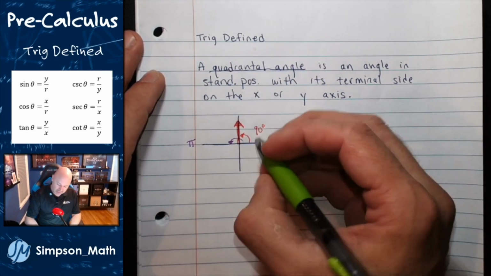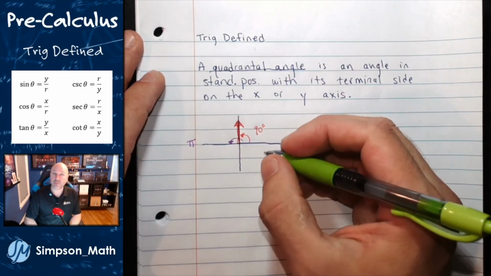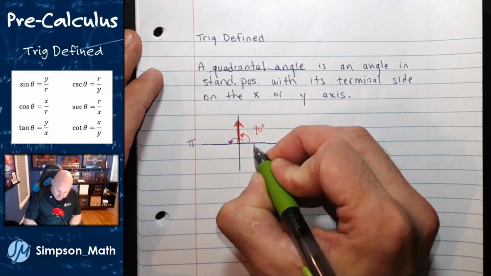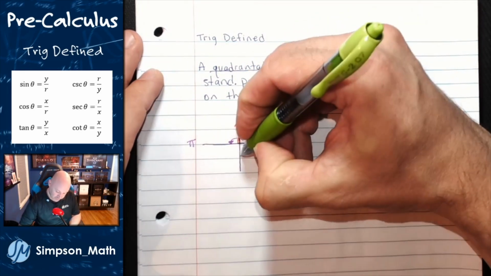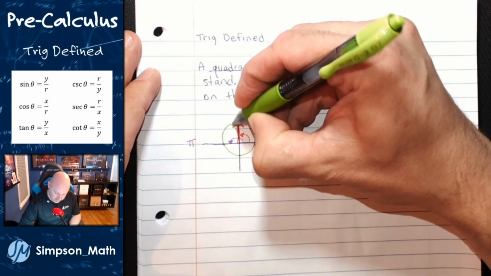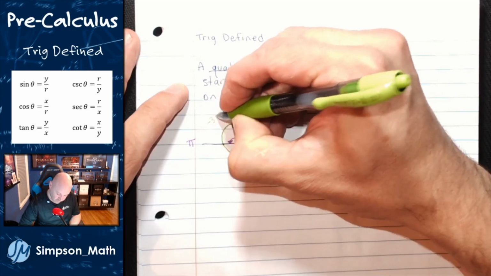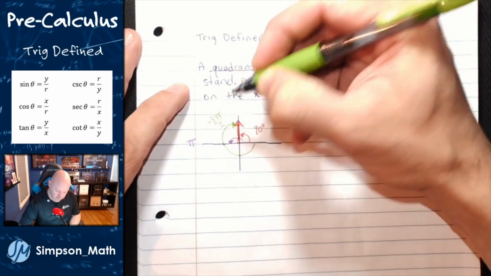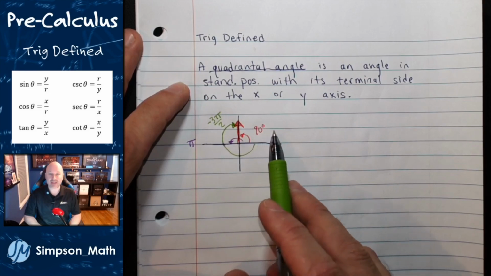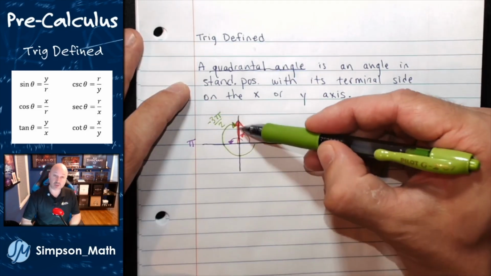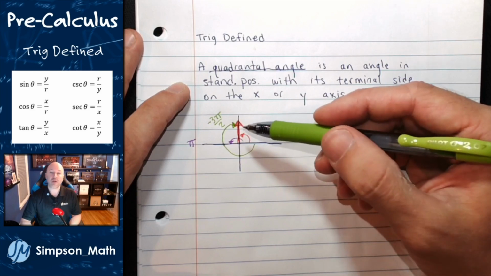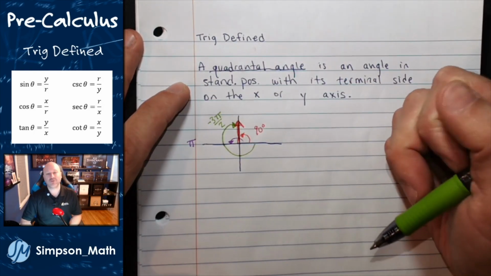Another example, how about negative 3 pi halves? So I'm going to count this out. Negative 1 pi halves, negative 2 pi halves, negative 3 pi halves. Negative 3 pi halves is coterminal to 90 degrees. They share that terminal side pointing straight up, and we call these quadrantal angles.